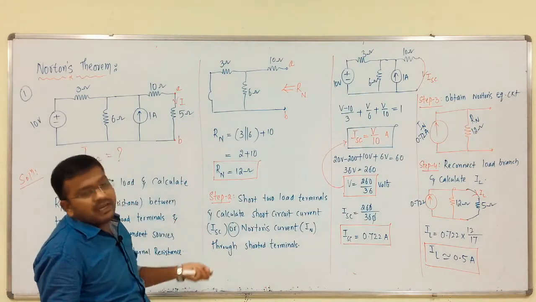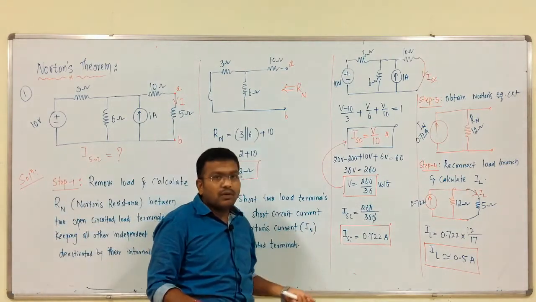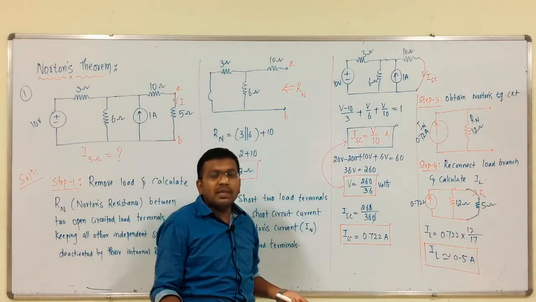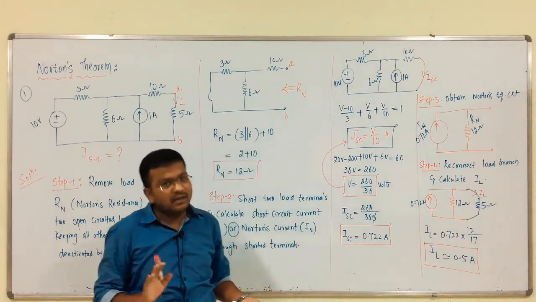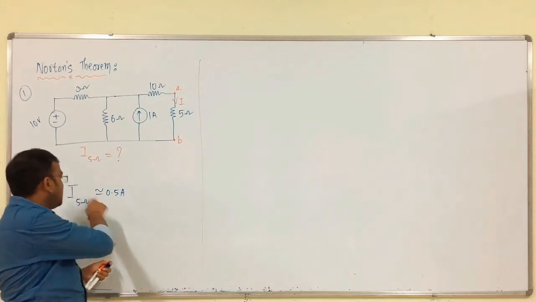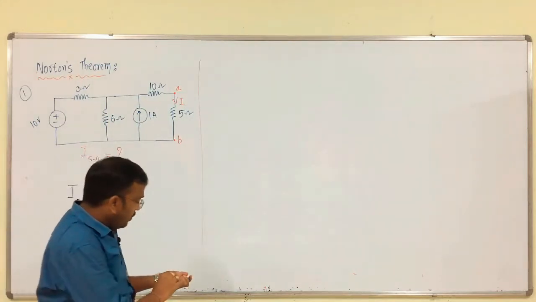What is step 3? Obtain the equivalent circuit. What is step 4? Reconnect whatever the load branch may be, that load branch should be reconnected and calculate the required quantity. That is it. So, we got the answer as 0.5 amp, right? Now, we have to verify this answer.